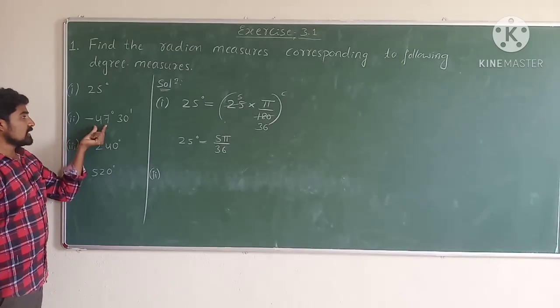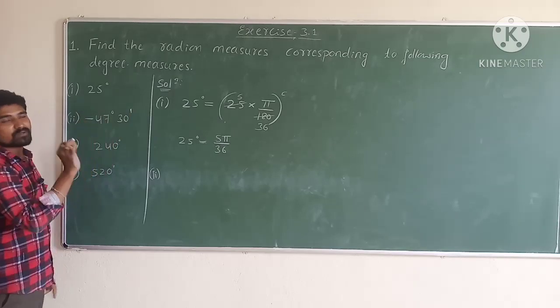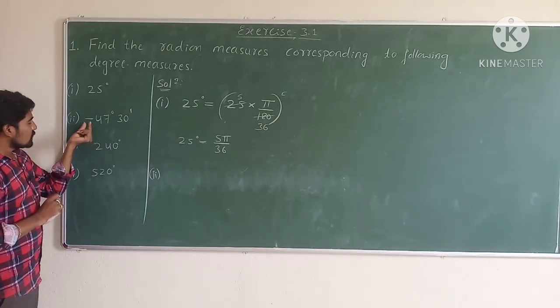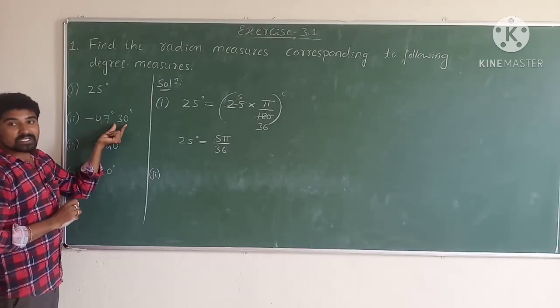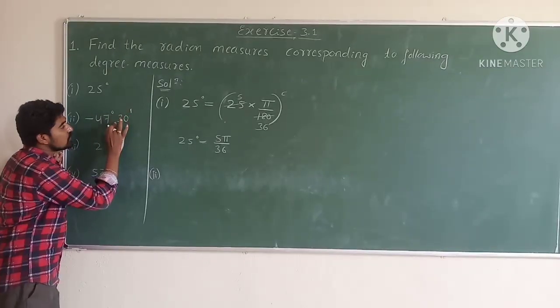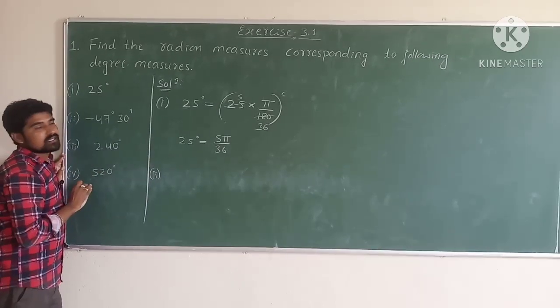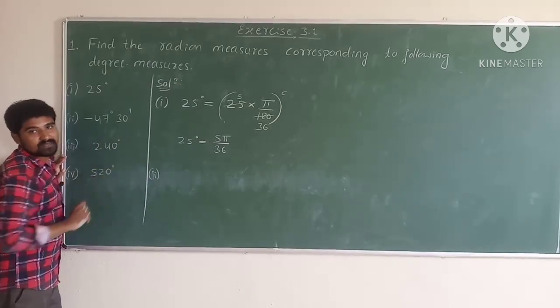minus 47 degrees 30 minutes. Ma'am, if a single prime is given we say minutes, if a double prime is given we say seconds. To find the radian measure of minus 47 degrees 30 minutes, first we need to convert this minute in terms of degree. After converting the total angle into degrees, we express it in terms of radian.